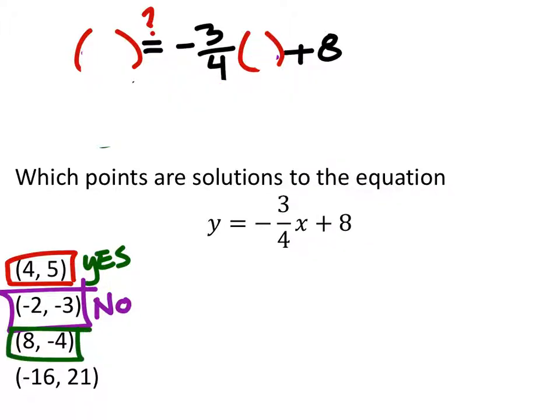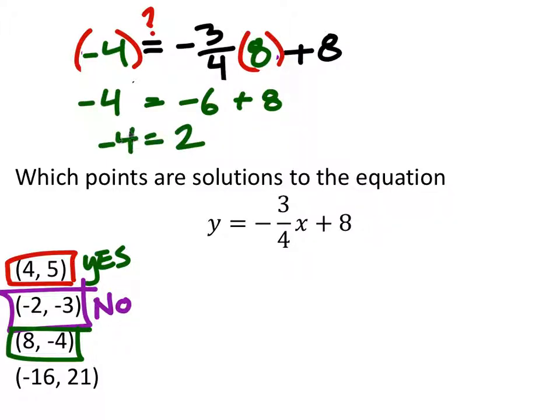Now we got 8, negative 4. So the x value is 8, and the y value is negative 4. All right, negative 3/4 times 8 is negative 6. Again, you can do that in the calculator. And then negative 6 plus 8, does it equal negative 4? Nope, it doesn't. So this one also is a no.